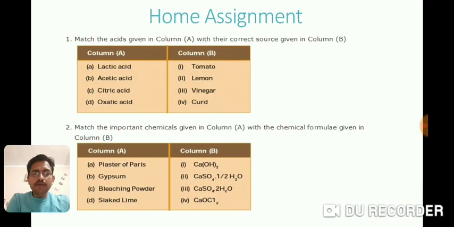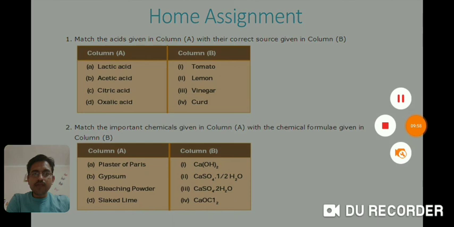Now you have the home assignment. You can see some questions on your screen. You have to solve these questions and try solving more questions based on acid and base.